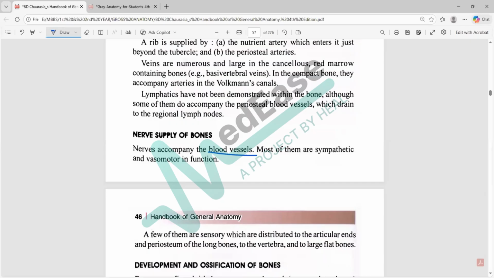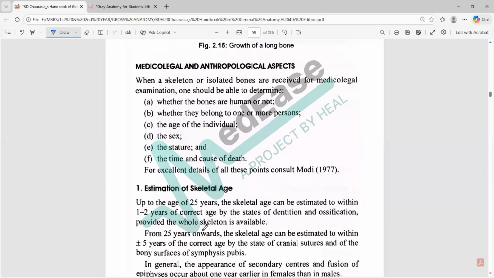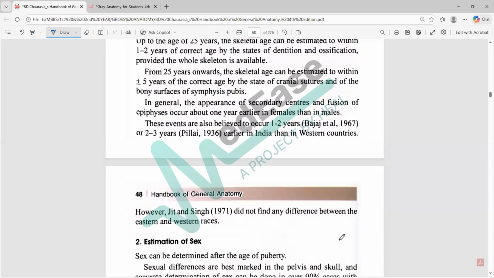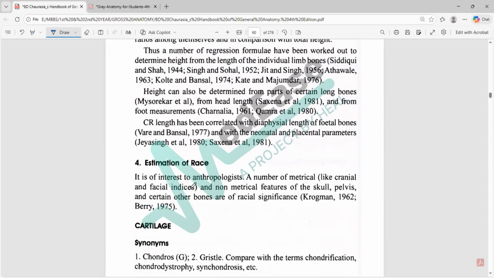Now here you can see this is our cartilaginous ossification, where the bone is first laid down as cartilage, and then it is later calcified into the proper long bone. Now, why do we usually study it? The medicolegal aspect of this is that we can use the bones for the determination of age. We can use it to determine the sex. We can also determine the stature or height. We can also identify the race as well.